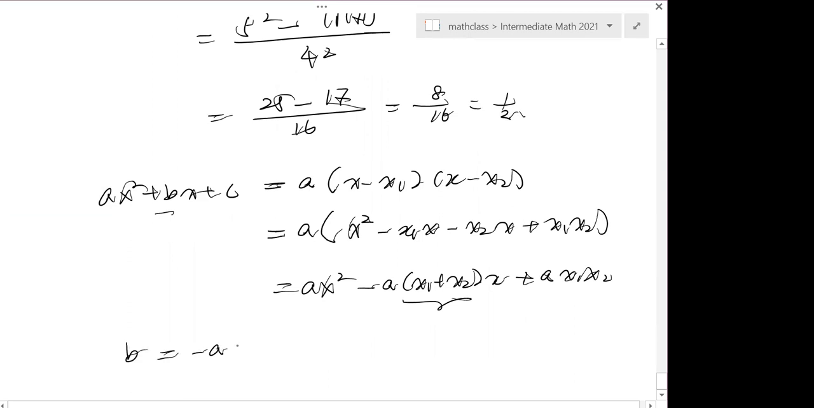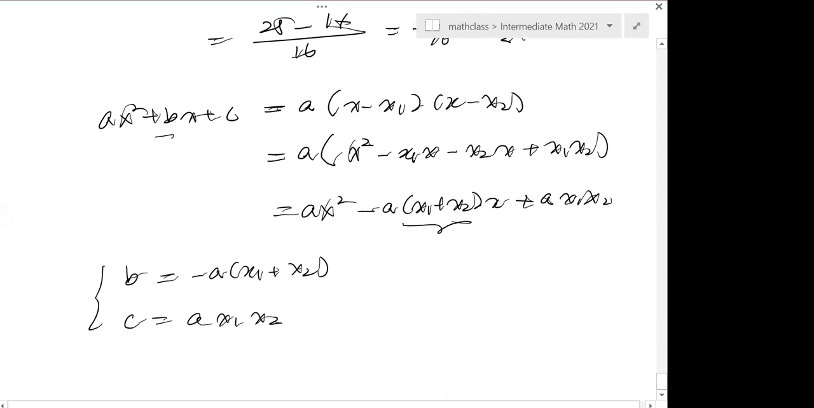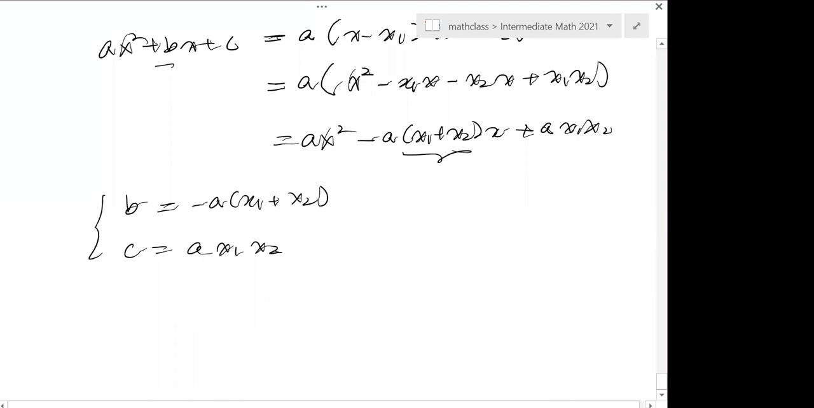You really don't need to solve for the roots in order to find the sum of the roots. Okay, so you don't need it. You don't need to find the roots in order to find their sum.